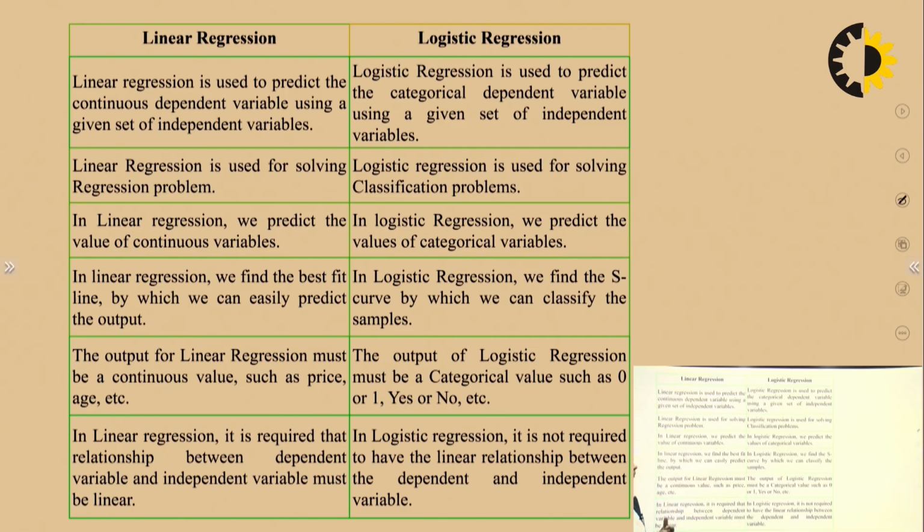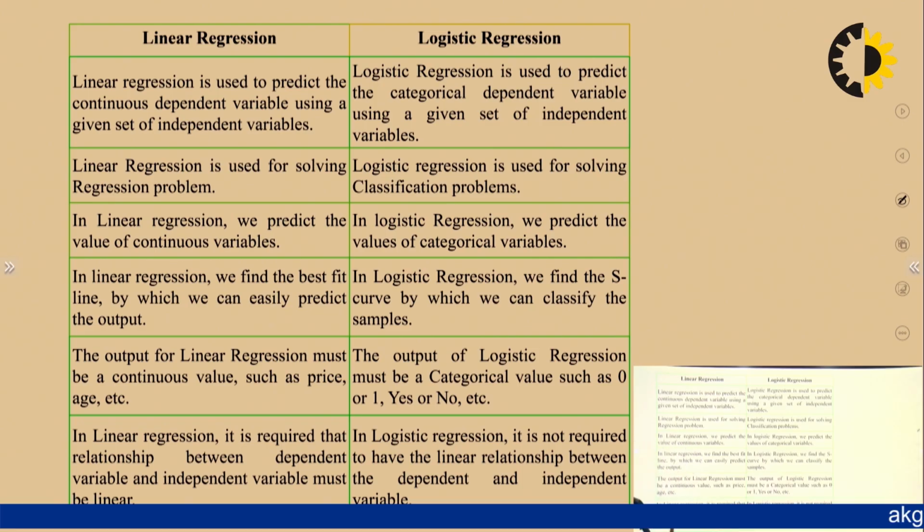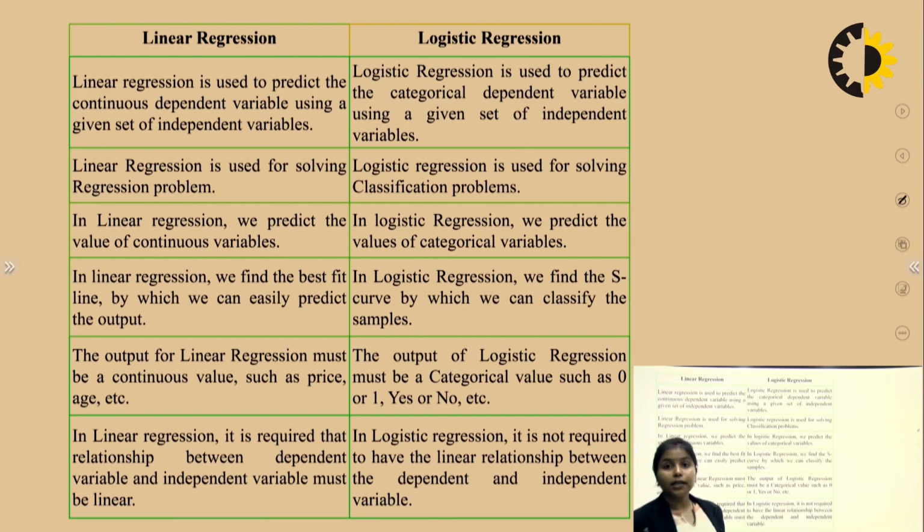In linear regression, we find the best fit line, and in logistic regression, we find the S-curve by which we can classify the samples of the data. Linear regression predicts continuous values, and logistic regression classifies categorical values like 0, 1, yes or no, or true or false. Linear regression shows the relationship between dependent and independent variables, and logistic regression does not require a linear relationship between the dependent and independent variables.